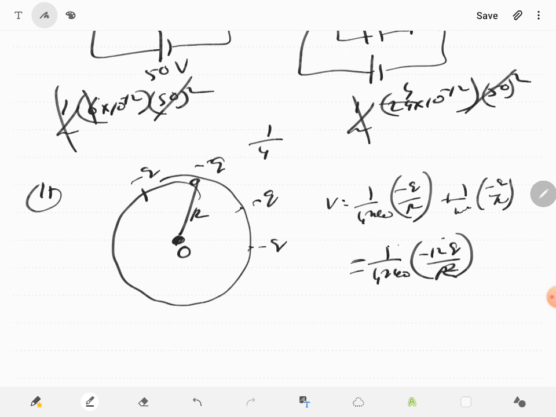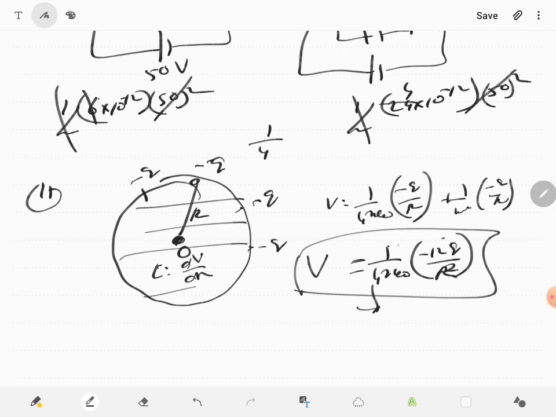And what is the electric field at the center? You know that the potential at the surface will also be the same as what is inside. So you write like this. But E is equal to minus dV by dr, and it's an equipotential surface, and therefore the electric field inside will be zero. Since the potential is a constant, the electric field will be zero.